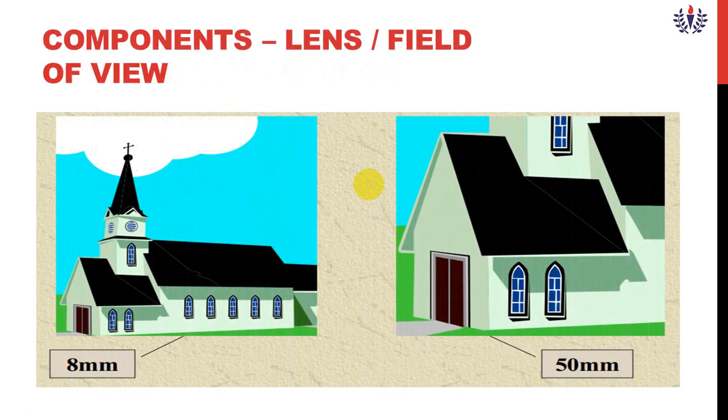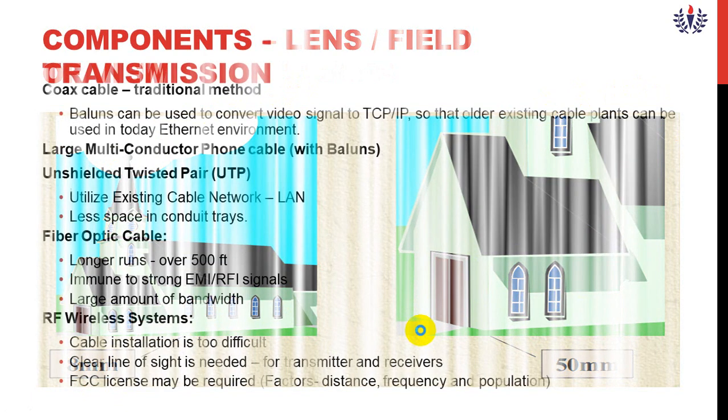You see, this is the picture which you are capturing in a digital camera. The size of the lens is 8 mm, and if you zoom it will be 50 mm dimension. It will give better clarity, but you can't get the full image. That is a drawback here.